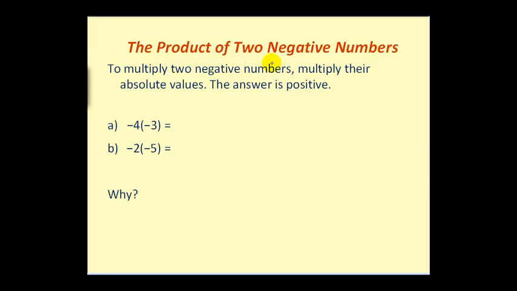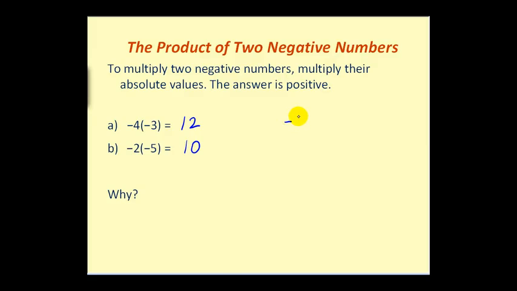Next, the product of 2 negative numbers. To multiply 2 negative numbers, we multiply their absolute values, and the answer is positive. Again, this rule is correct, but it doesn't really justify why a negative times a negative is a positive. So let's take a look at these two examples first. Negative 4 times negative 3 would be a positive 12 based upon this rule, and negative 2 times negative 5 would be positive 10. But let's take a moment and justify why this would be true.